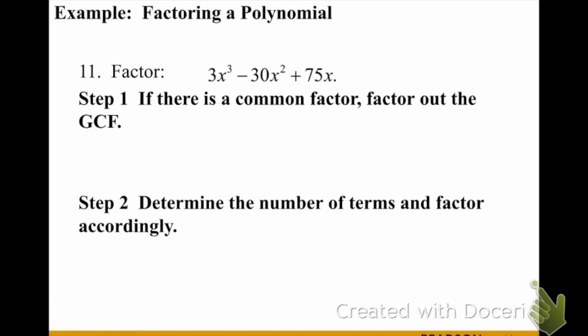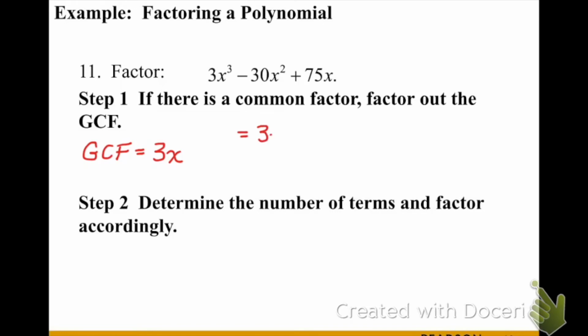In some cases, when we're given a polynomial, we might have to use more than one method. Take, for example, in this case, when we're trying to factor the polynomial 3x cubed minus 30x squared plus 75x. Step 1, whenever factoring, is always to try to factor out the GCF. If we look here, we notice that in all three terms, we can take a 3 and an x out of every term. So that gives us a GCF of 3x.